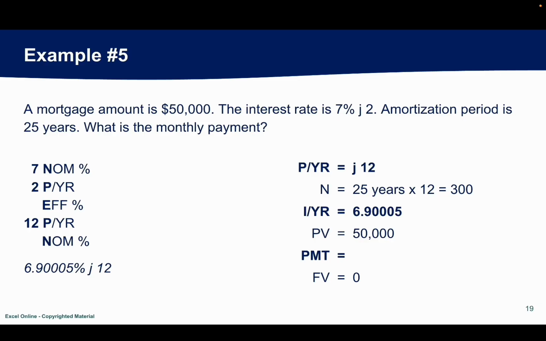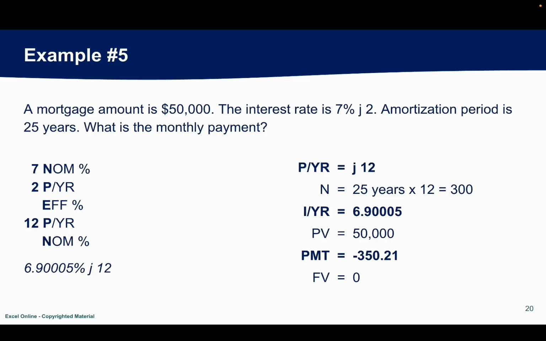So PYR is 12 because the rate is J12, N will be the years multiplied by the frequency of the payments. So the loan is for 25 years and payments are made monthly. So that's 25 times 12, which gives us 300. The rate is 6.90005%, which we got from doing NPEPN. The PV is 50,000. We don't know the payment, so we'll skip PMT. And the FV is 0 because it is a mortgage.